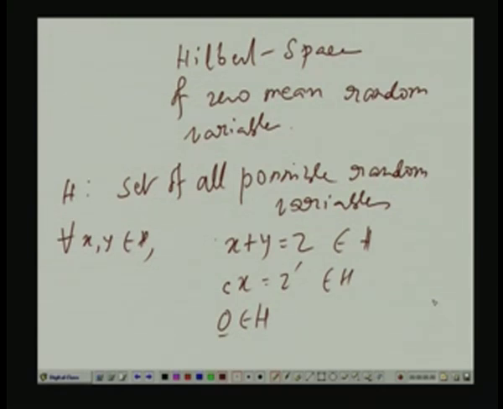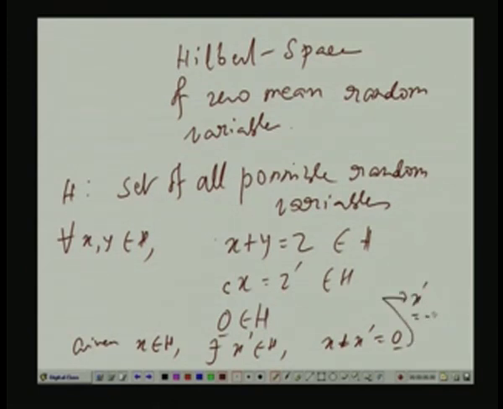Then, given any random variable x, there must exist its negative. That is, given x, there exists x prime, an element of H, so that x plus x prime is equal to 0. In that case, x prime is called the negative of x, and we denote it by minus x. Obviously, what is x prime physically? Whatever value x takes, negate that, and that value is assigned to x prime. So, x prime is that kind of random variable. That is the physical meaning of the negative.